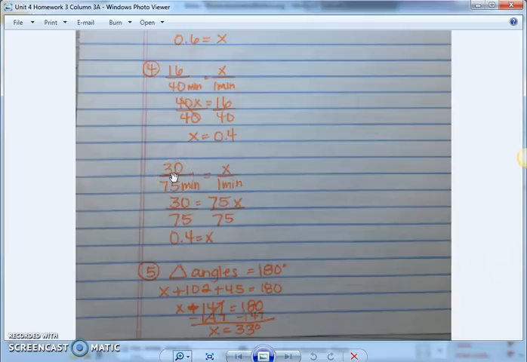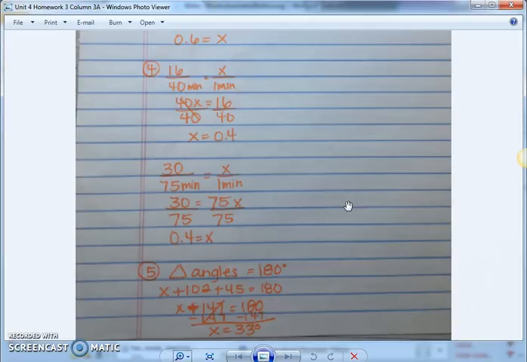Now, Mr. Jim, he walked 30 laps in 75 minutes. When we cross multiply and divide that, we find that he also walked 0.4 laps a minute. So neither one of them walked fastest. They were walking at the same rate.